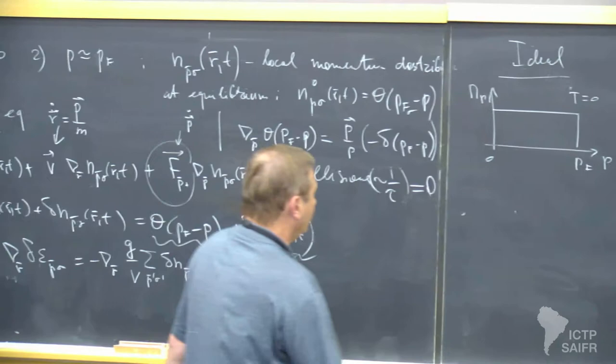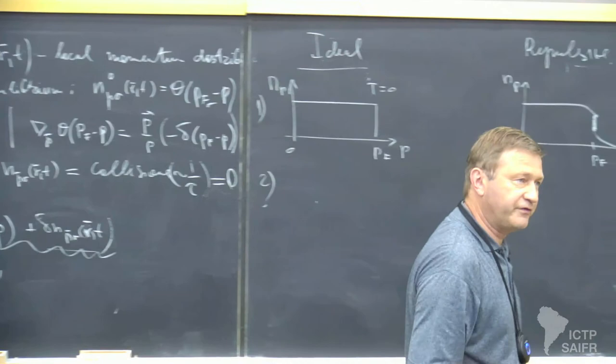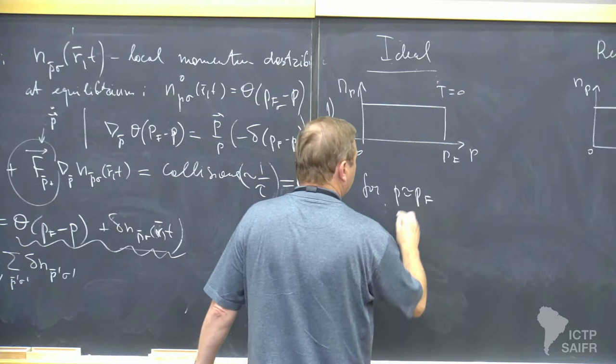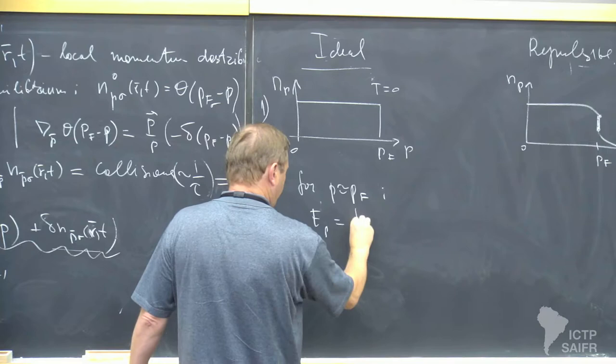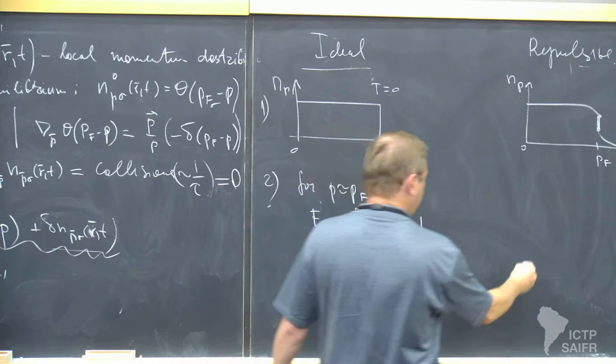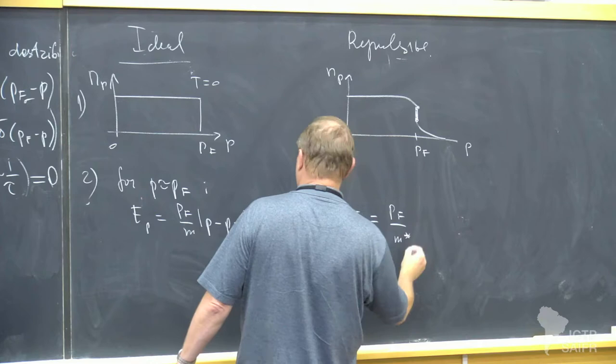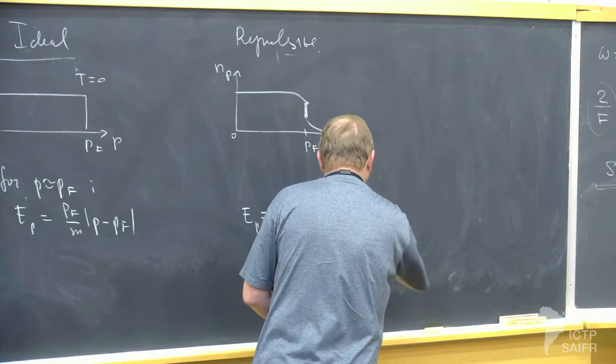Second, if I look at the excitations close to the Fermi surface, here I will have E(p) equals p_F divided by m, modulus p minus p_F. And here I will have E(p) equals p_F divided by m star, p minus p_F. So single particle excitations look exactly the same as the ideal gas, but with a different mass.